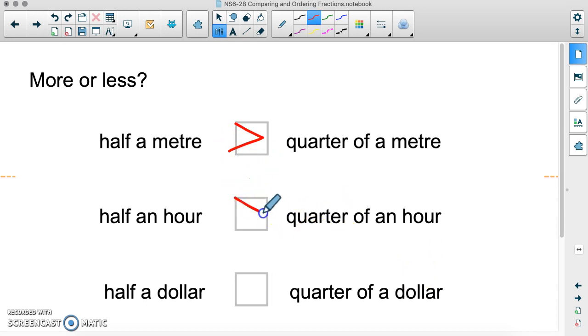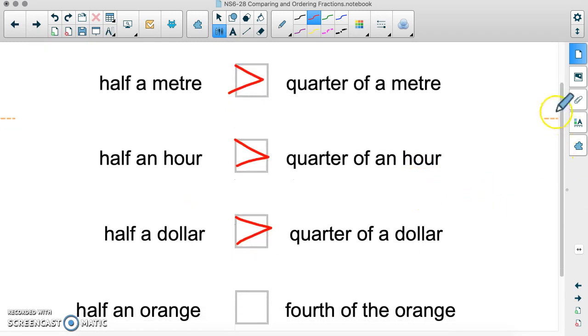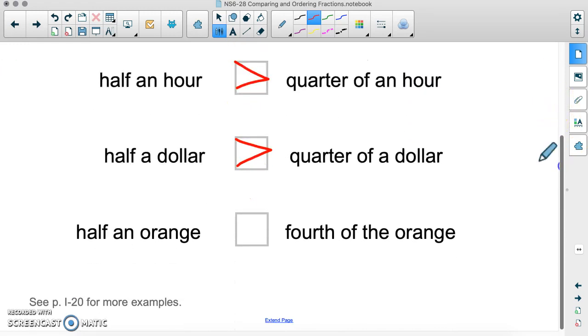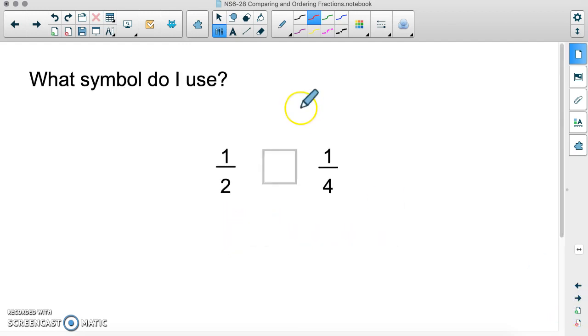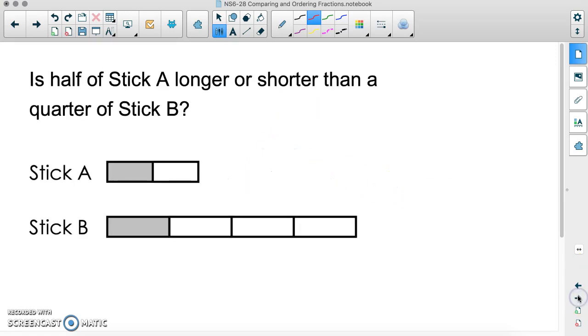Is 1/2 an hour greater than or less than 1/4 of an hour? 1/2 an hour is greater than, it's 30 minutes. 1/4 of an hour is only 15. 1/2 a dollar would be 50 cents, or 1/4 of a dollar would be 25. Well, obviously 1/2 a dollar is going to be greater than. If I gave you 1/2 an orange, is that greater than or less than 1/4 of an orange? 1/2 an orange would be greater. So here, what symbol do we use? We would use the larger mouth pointing to the 1/2 side rather than the 1/4 side.